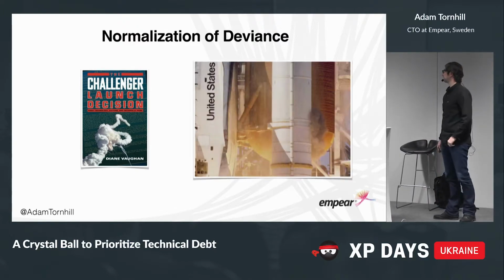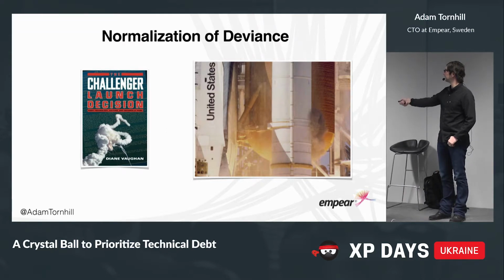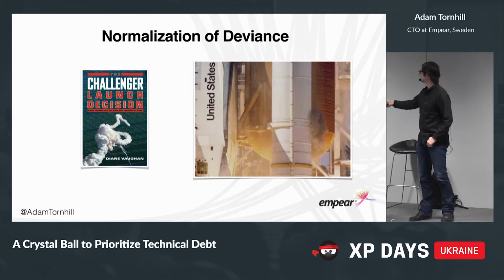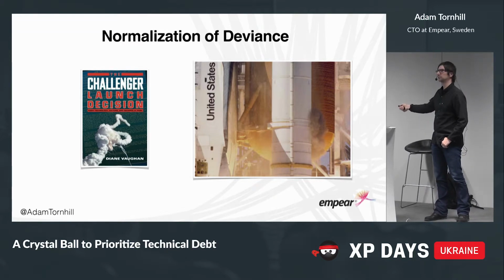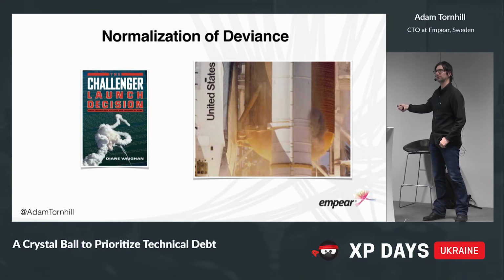This was more than 30 years ago. And what you see here is the Space Shuttle Challenger on its final journey. And the large white object that you see here, that's something called a solid rocket booster. And do you see this puff of gray smoke here? It's not a good thing. It's not supposed to be there.